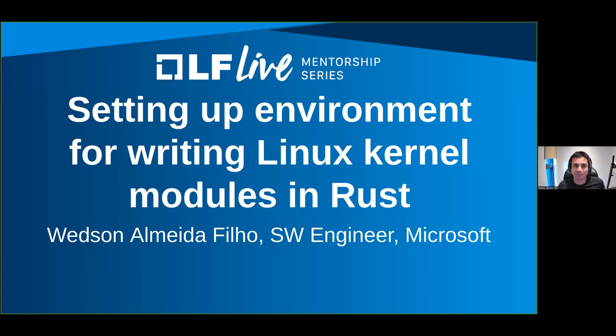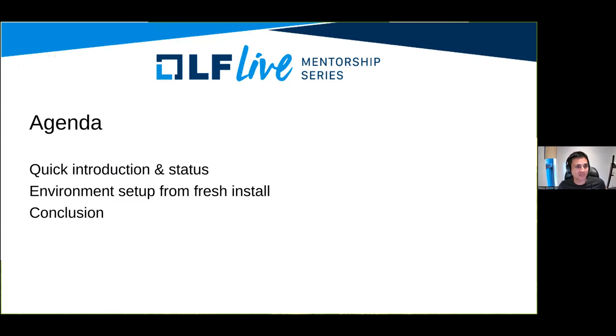Again, my name is Wedson, and I'm here today to tell you about how to set up an environment so that you can write Linux kernel in Rust. So this is what we're going to cover today. I'll do a brief introduction and status update. Then I'm going to tell you how to set up the environment from a fresh install. So we'll have an Ubuntu VM running, and we'll start from there. And then some conclusions after that.